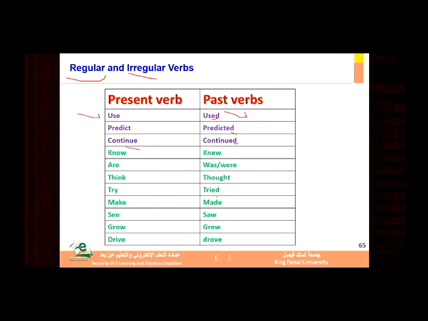Try, tried. Notice that the formation here contains an ed, but we notice that the y in try has changed into an i. We have done something like this before, I think. Make, made. يصنع, صنع. See, يرى. Saw, رأى في الماضي. Grow, ينمو. Grew, نما. Drive, drove, يقود السيارة, or drive in general. Drove in the past.